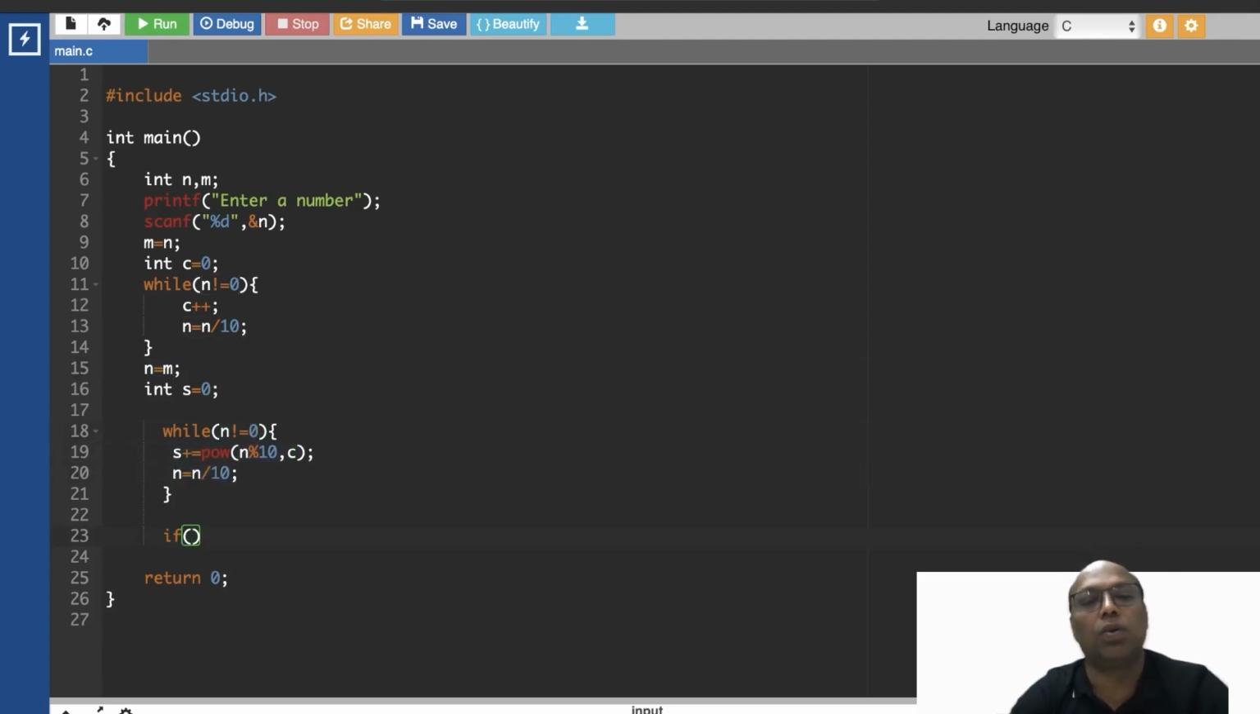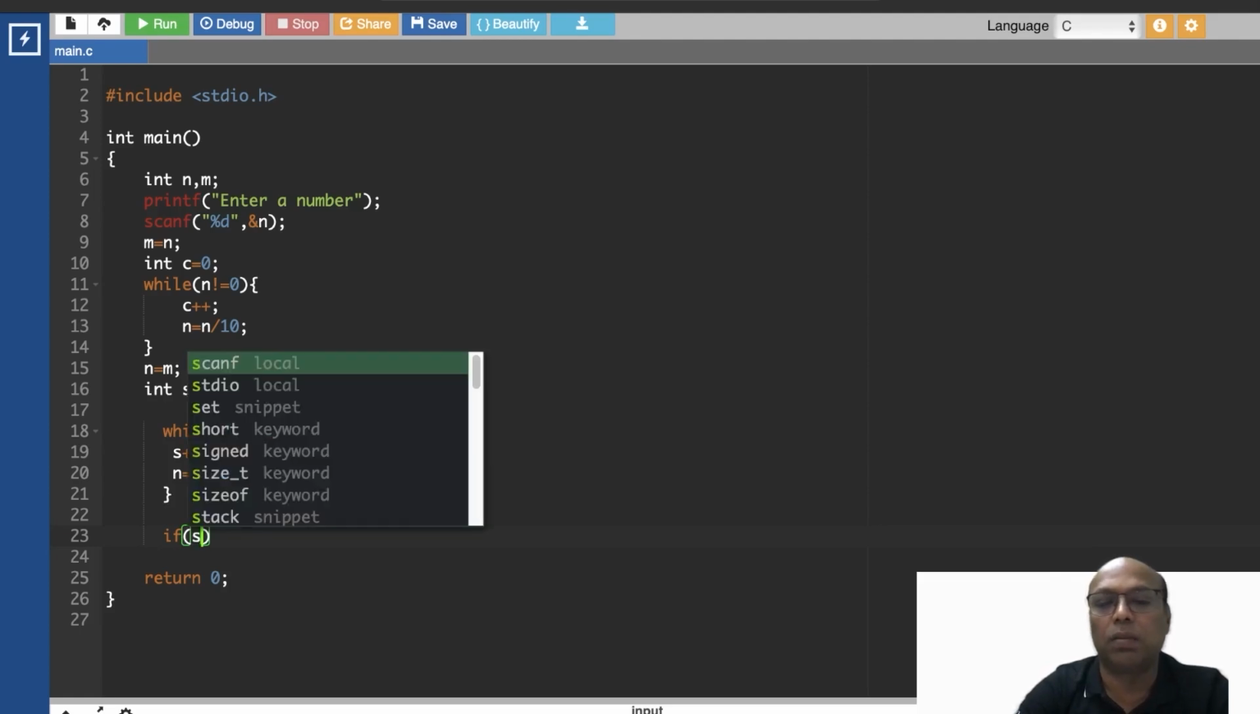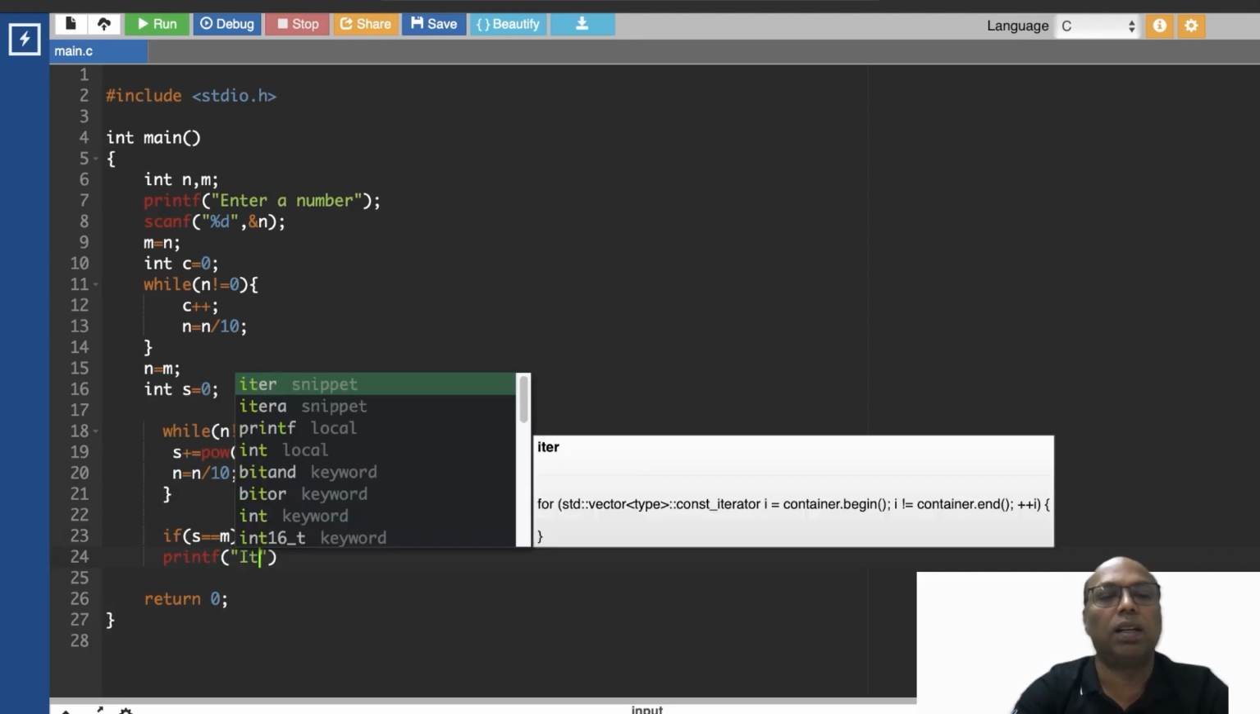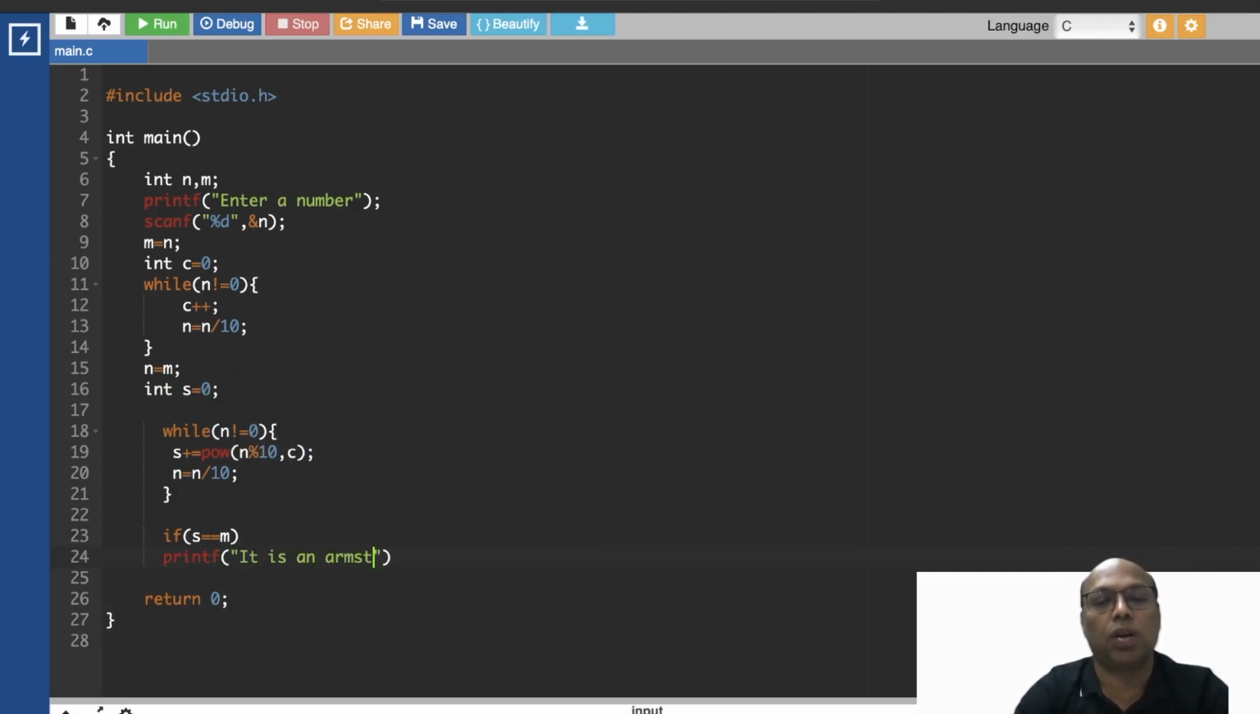Now what do I need to do? I need to write here, in this case, S needs to be compared with what? m. I don't want to compare with n because n is already lost. If it is equal, printf, I am going to say it is an Armstrong number.